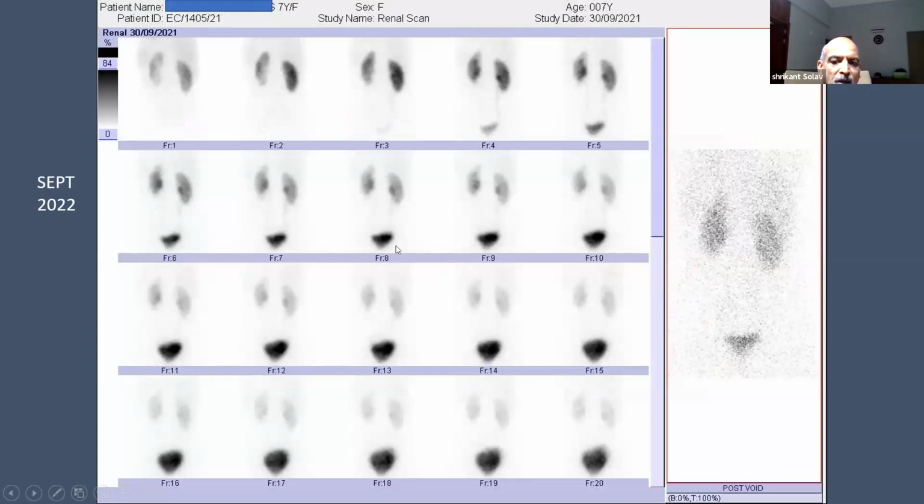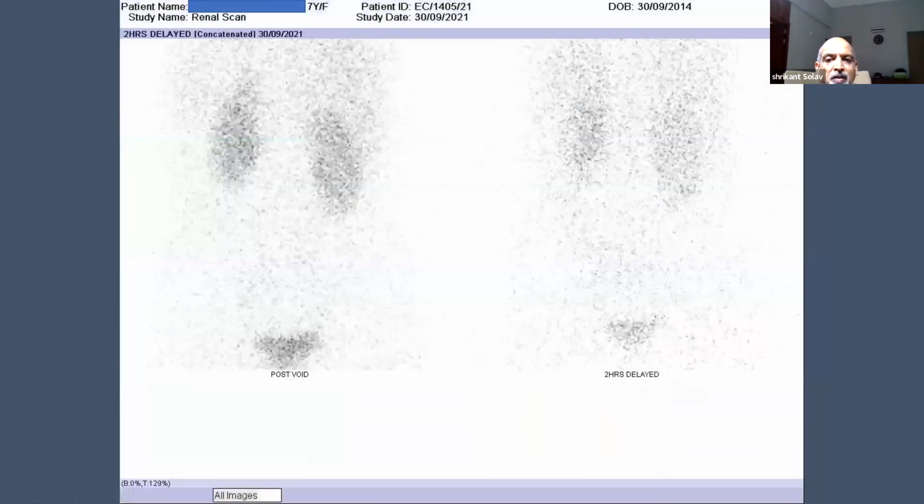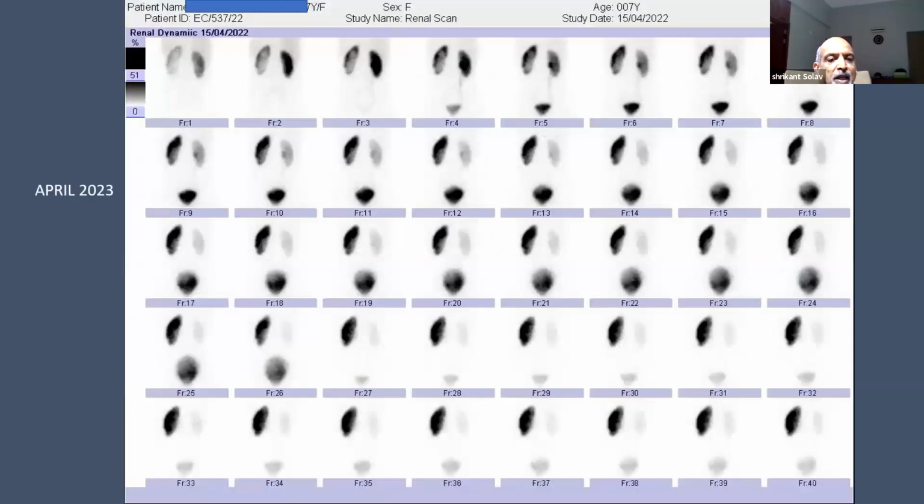Once again, good uptake, excretion, about 38% function. And nice excretion, T half is less than 10 minutes. Once again, unobstructed. Nothing in the delayed image. So we are convinced that we are dealing with an unobstructed system. That was in September 21. And then the patient's referring physician called saying, now the patient is once again having more frequent symptoms than what she used to get, and would you please repeat the scan? So this was in about 6 months' time, in April 23, when the patient was very kindly referred to us.